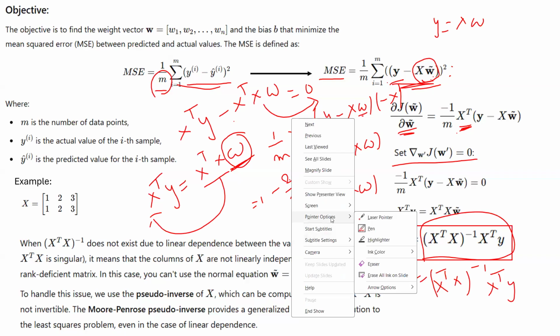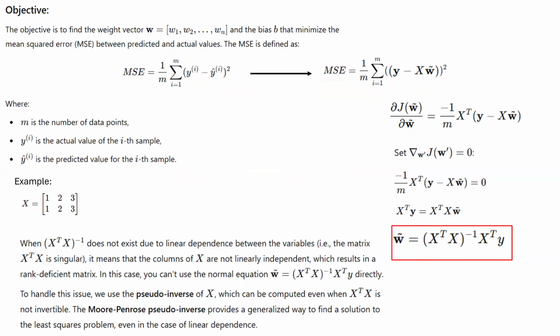But there is a catch here. The inverse of a matrix does not exist if it is a singular matrix. If the determinant of a matrix is equal to 0, then the inverse of the matrix does not exist. And when will the determinant of this x transpose x be 0? If there are dependent variables in x, that means if there are linearly dependent dimensions.